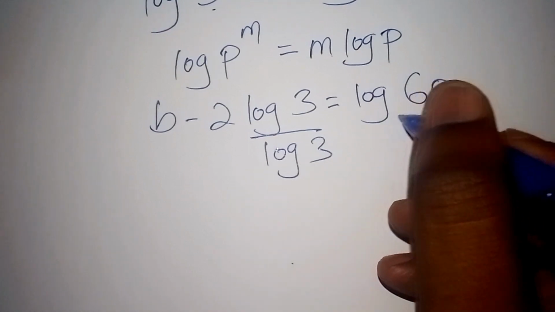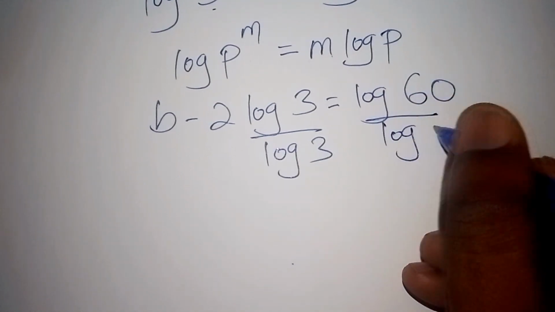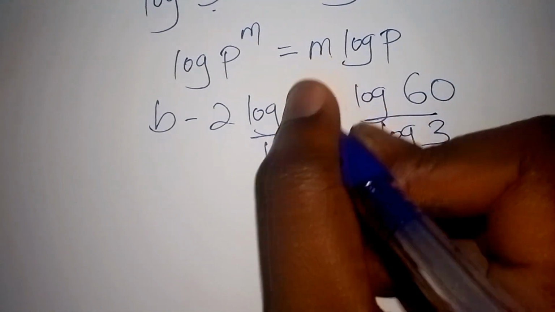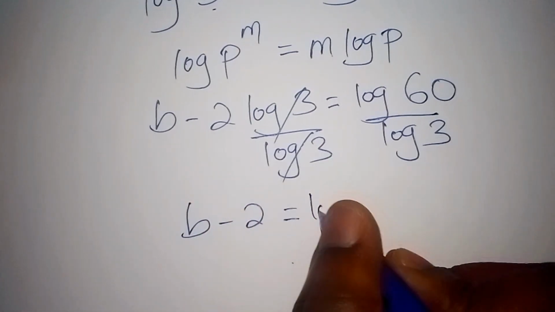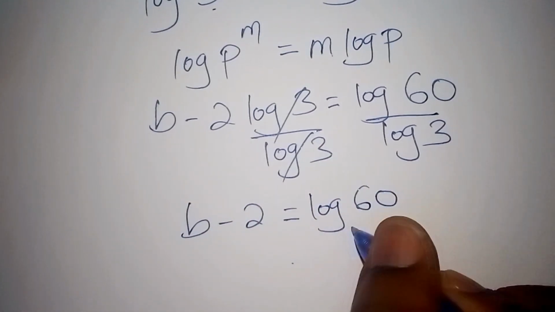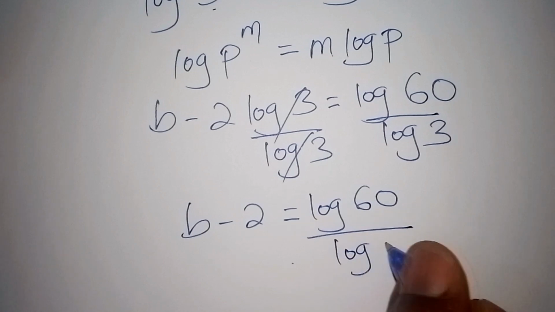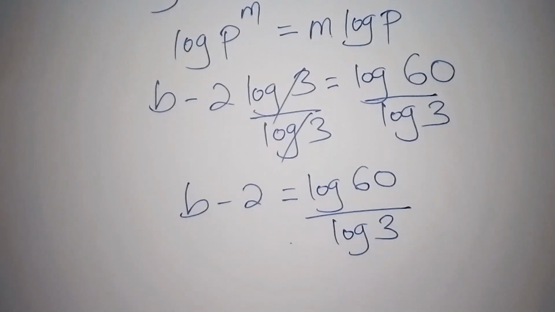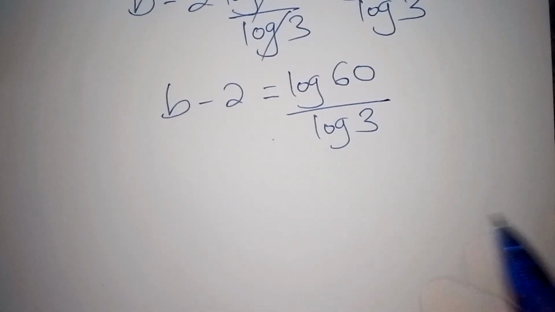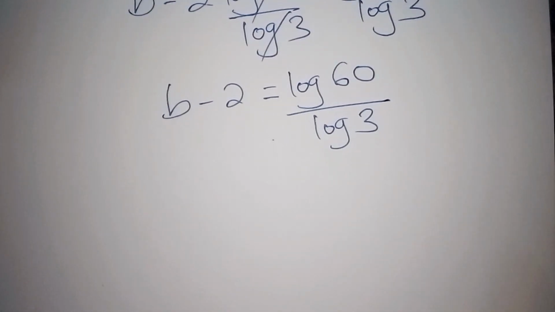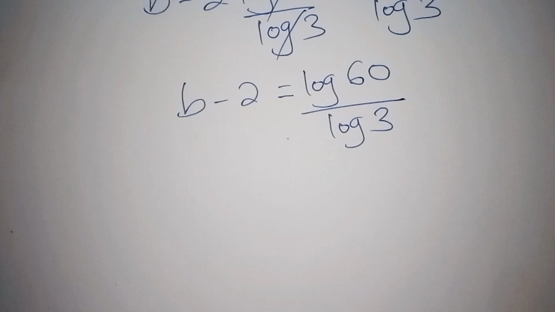On this side we also have the log of 3, so the log of 3 and the log of 3 cancel. Now b minus 2 is equal to the log of 60 all over the log of 3. We don't stop there. What we are left with is to simplify the log of 60 all over the log of 3. How do we simplify this maths problem?